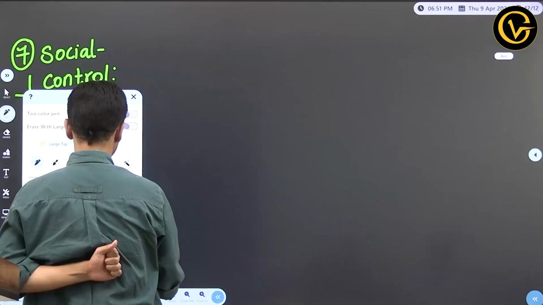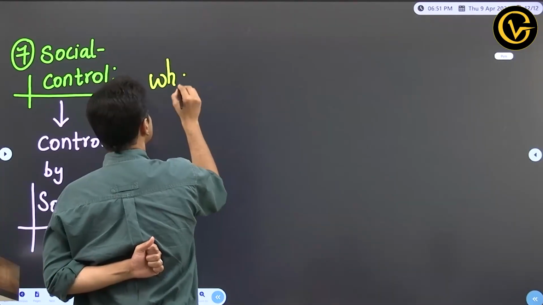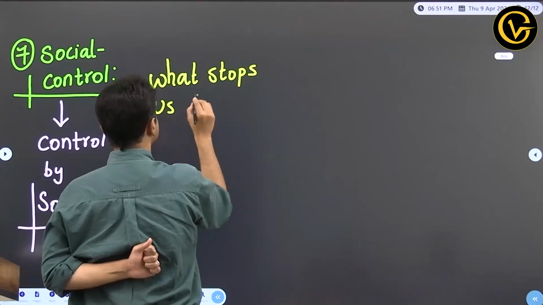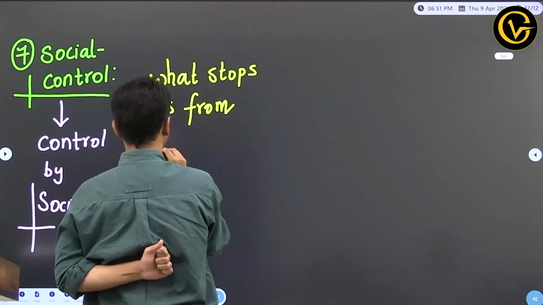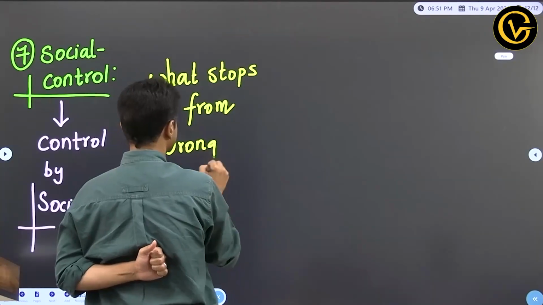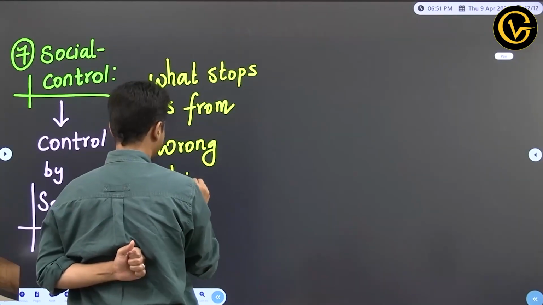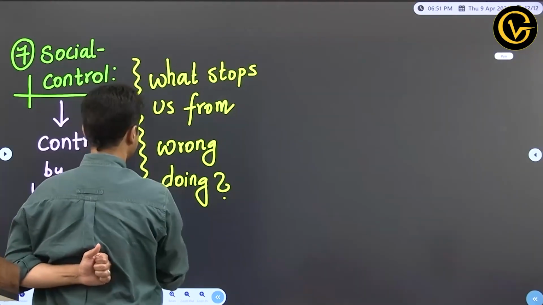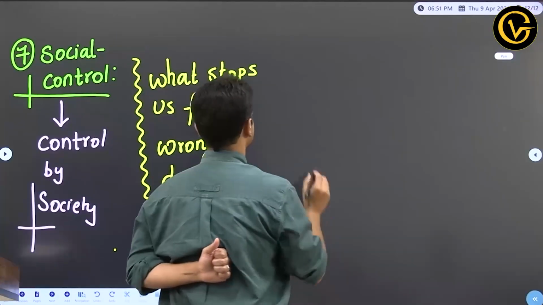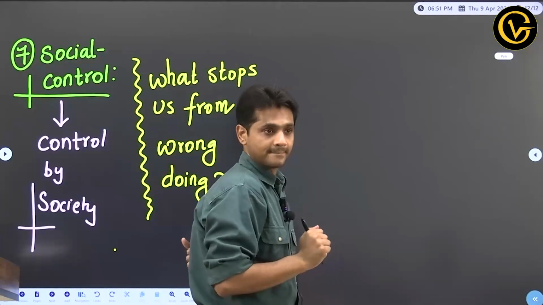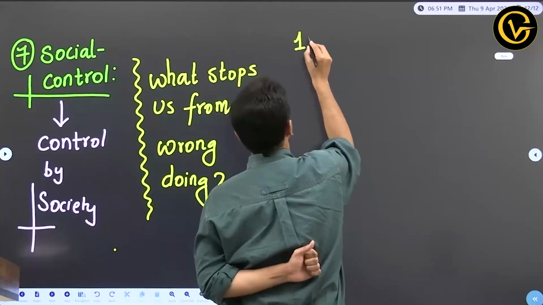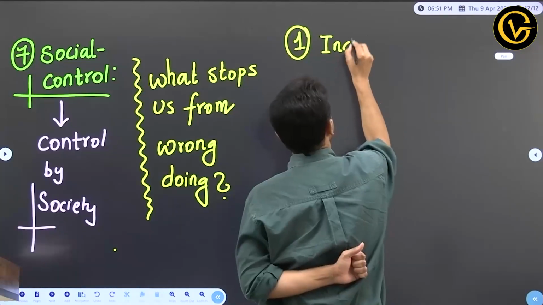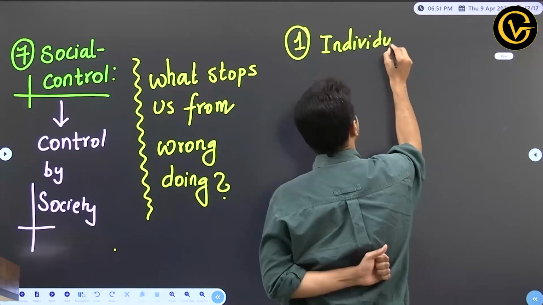If I ask you, what stops us from wrongdoing? Tell me, what stops us from wrongdoing? Okay. Ajay says ethics, individual ethics. Okay. What else?